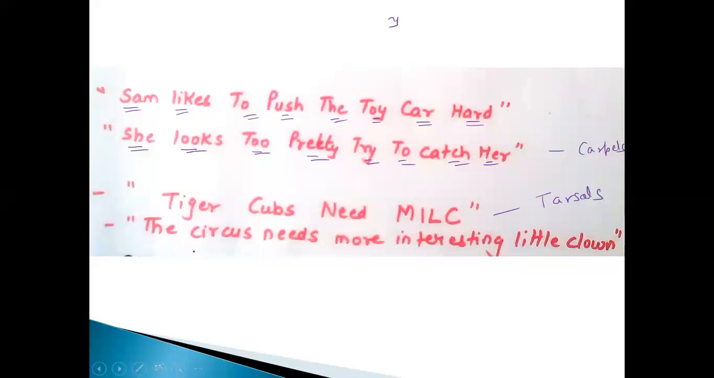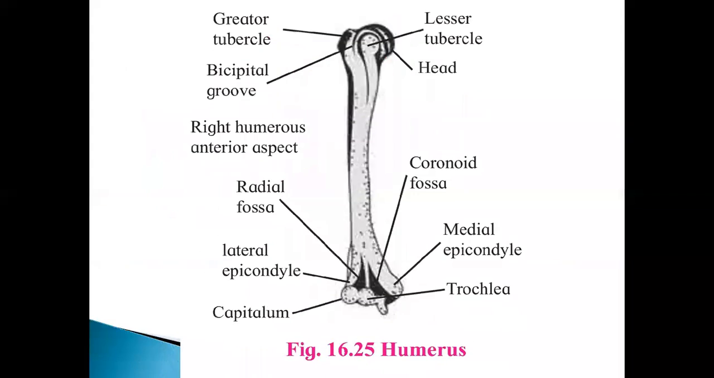Or you can even put it in this way: the circus needs more interesting little clowns. No matter what, you can easily remember the names of the tarsals and the carpals in an easy way. Let's see this with respect to a diagram.